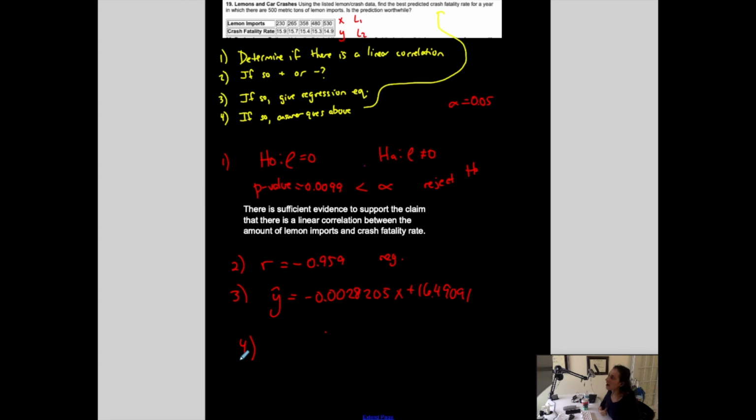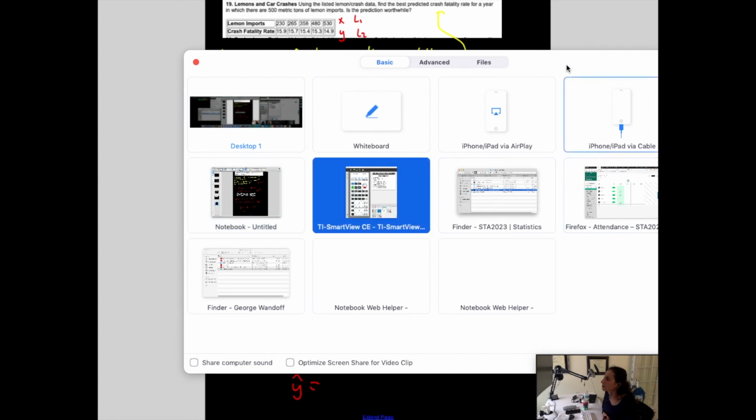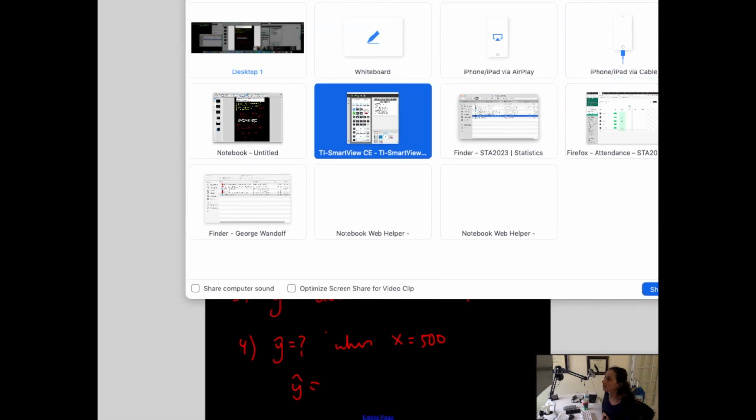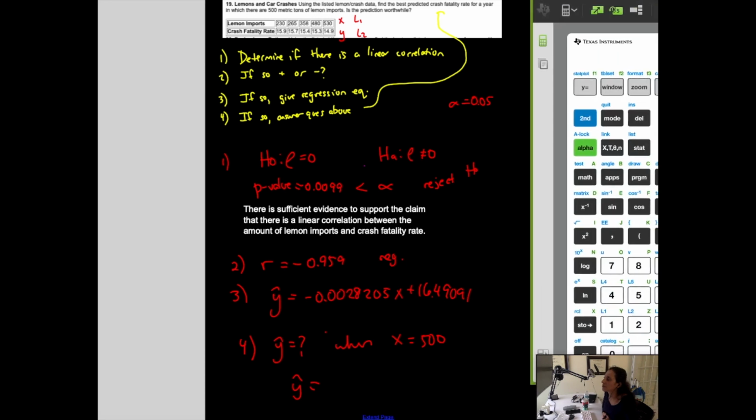So now that I have it, what does this say? Find the best predicted crash fatality rate. Find Y when there are 500 metric tons of lemon imports. When X is 500, plug and chug. Y hat is approximately, I'm just going to plug it in. Basic linear stuff. Takes me back to algebra. So here we go.